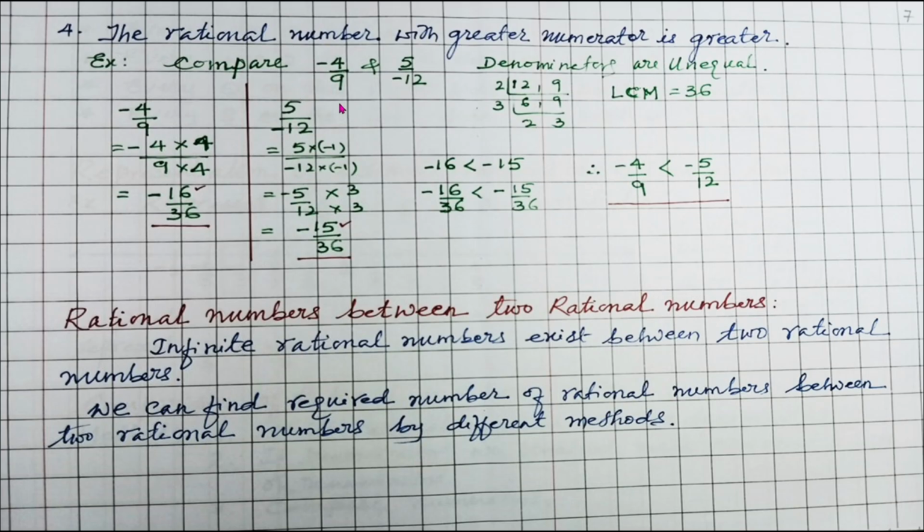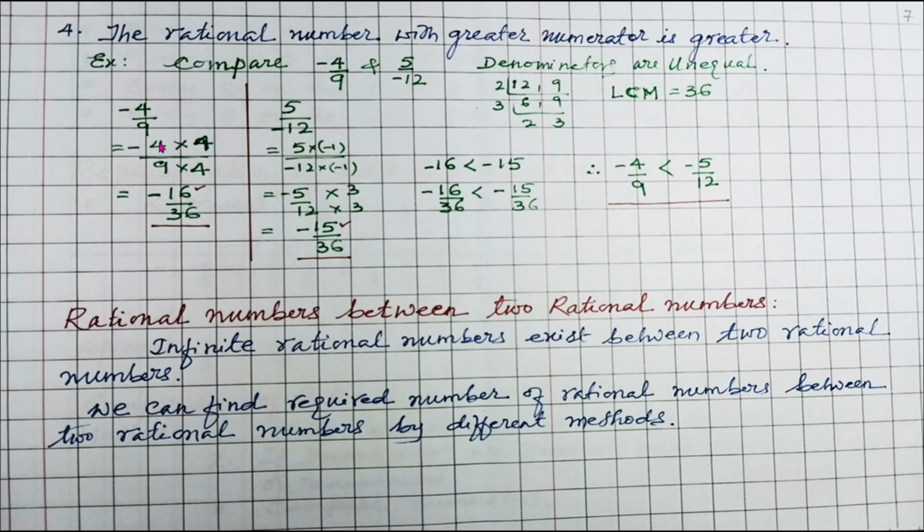Now let us understand this by a simple example. Let us say we have been given two rational numbers, minus 4 by 9 and 5 by minus 12. Now we have to compare. Compare means find out which is smaller and which is greater. First of all, minus 4 by 9 is there. 5 by minus 12, first write it in standard form because there is a negative sign in the denominator. Make the denominator positive by multiplying minus 1 to P and Q. So we have got minus 5 by 12. But here the denominator is 9 for minus 4 by 9 and 12 for minus 5 by 12. So find out the LCM of 9 and 12, it is 36. So make the denominator 36.